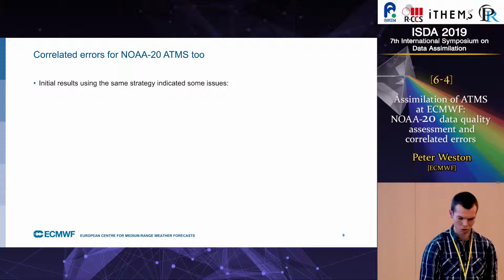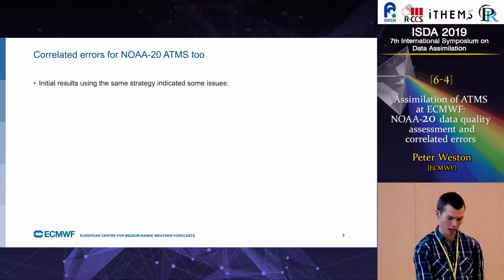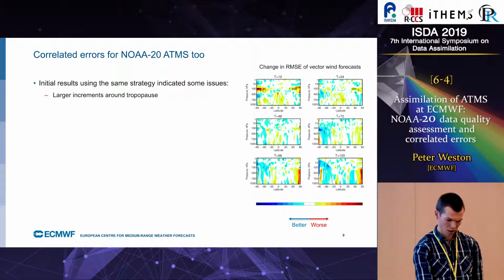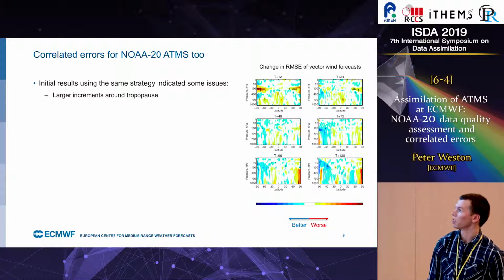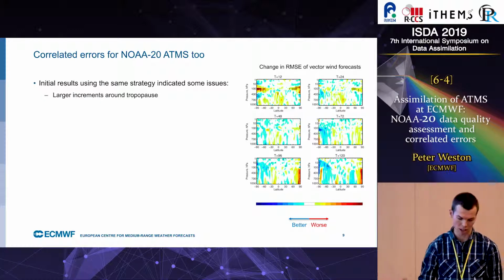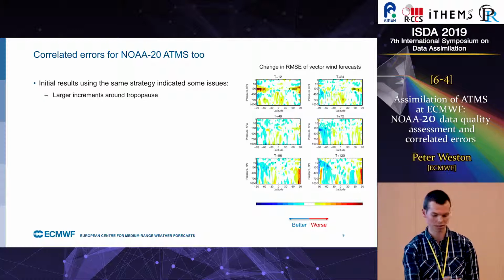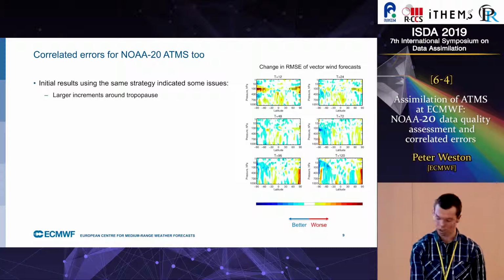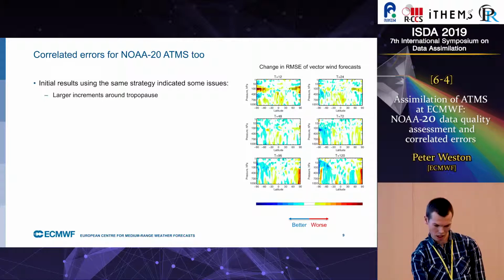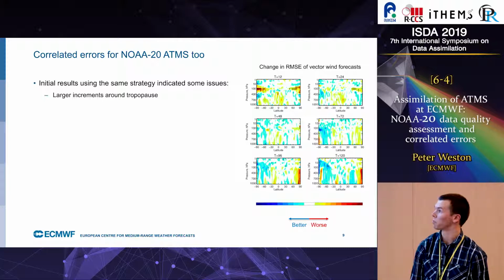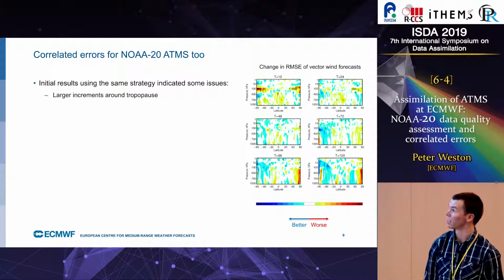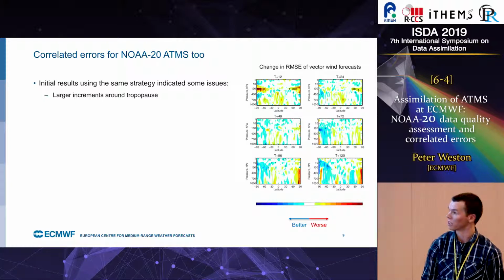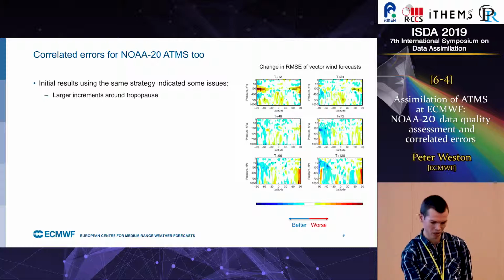So the initial results using the same strategy as I used for Suomi-NPP actually showed some issues, which I'll go into on this slide. This plot shows the change in RMSE of the vector wind forecasts when we introduced the NOAA-20 correlated errors on top of the previous system, which had the Suomi-NPP correlated errors. And you see these red areas around the tropopause, around 100 hectopascals at T+12. This is indicating increased increments in that area of the atmosphere.